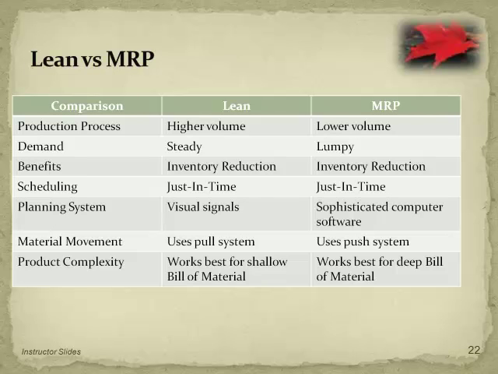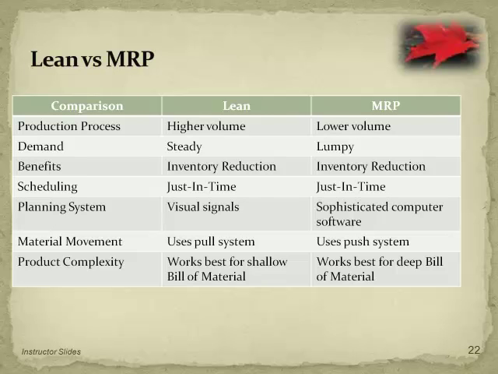And lean works best where we have a shallow bill of material. What do I mean by a shallow bill of material? What I mean is we do not have a great deal of parts. So maybe something less than 20 parts within the product. There's a lot of products that have less than 20 parts. MRP works best where we have deep bills of material. So some of the products that I used to do material planning for, we had as many as 3,000 parts on the product, very deep bill of material.